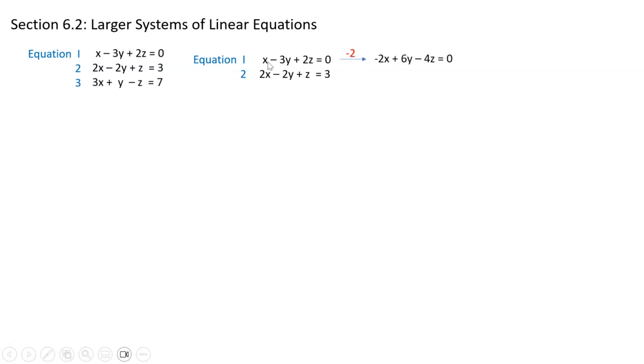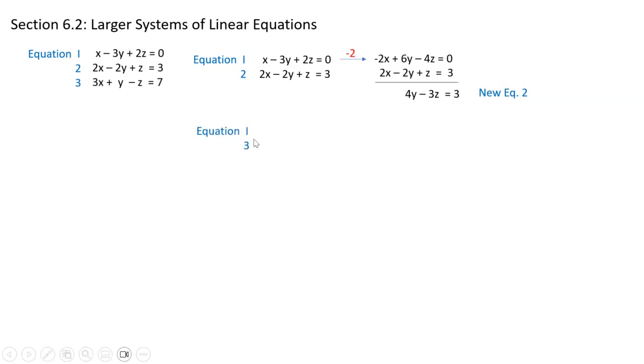So if I multiply -2 times every term on equation 1, this will be my result: -2x plus 6y minus 4z. So equation number 2, all we do is slide it over, and then we do the operation. So this is my result: 4y minus 3z equals 3. I consider this my new equation 2.